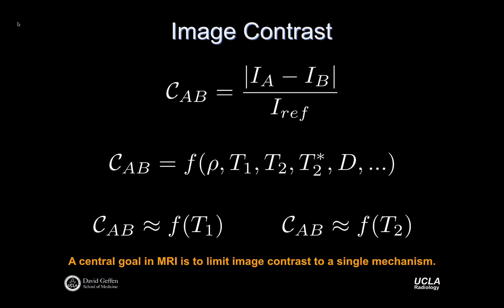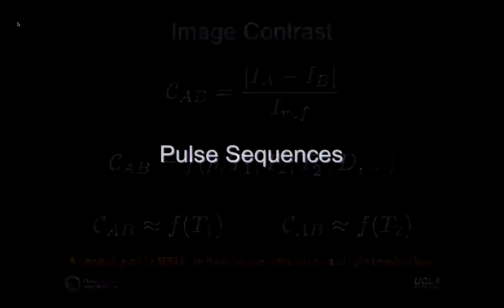And that means we have to understand enough about the physics to push down the contributions from, say, T1, when we want a T2 weighted image, or push down the contributions from T2 when we want a T1 weighted image. And so when we describe the contrast as being a function of T1, we refer to that as a T1 weighted image. And similarly, if we have it as a function of just T2, then that's a T2 weighted image.